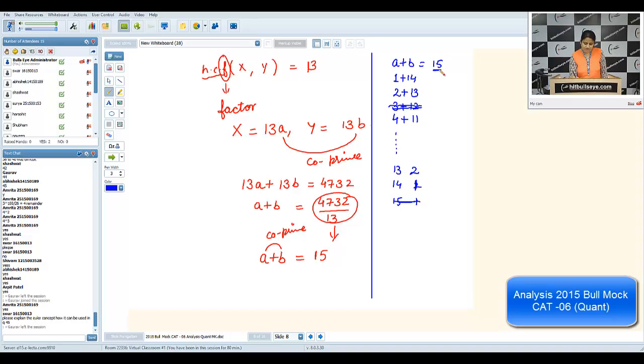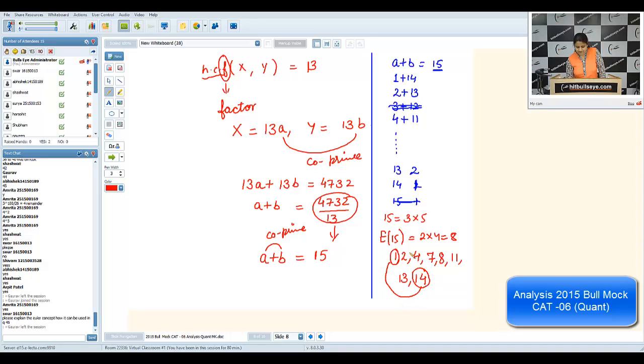Now we can take Euler number of 15. What is Euler number of 15 if we count it directly? 15 is 3 into 5. So you can apply that formula we have discussed. So it will be 2 into 4, that is 8. What do you mean by Euler number actually? That is the number of numbers which are co-prime to 15. They are 1, 2, 3 we will not take, 4, 5 is not allowed, 6 is not allowed, 7, 8, 9 is not allowed, 10 is not allowed, 11 we can take, 12 is not allowed, 13 we can take, 14 we can take.